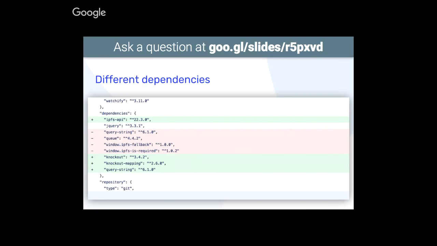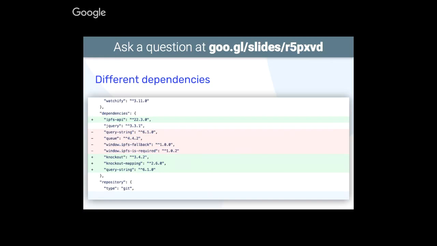So we're actually introducing some different dependencies here. You don't need the queue, window.ipfs fallback, or window.ipfs is not required anymore. But what we will add is knockout, mapping, and the IPFS API. And the way to do that is, I've created another branch, which you can check out by going to git checkout build profile example -mvvm. And that's a new branch that has all of this stuff in it already.